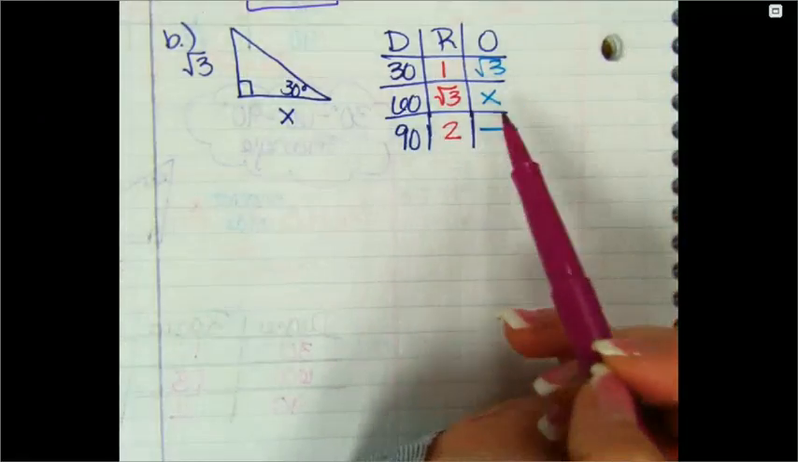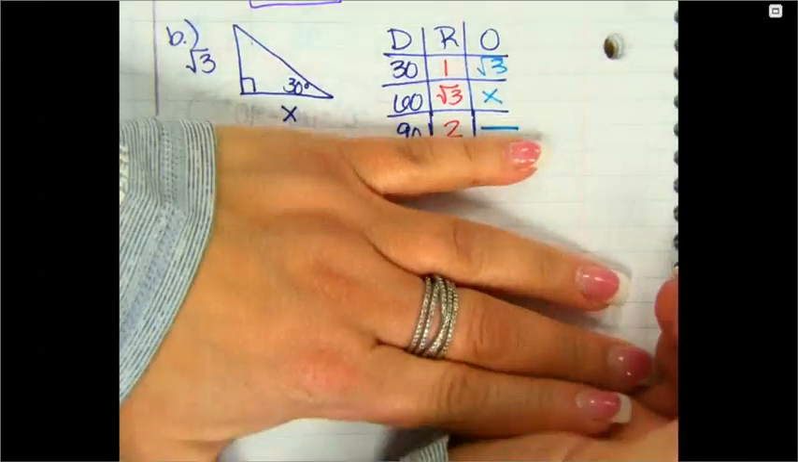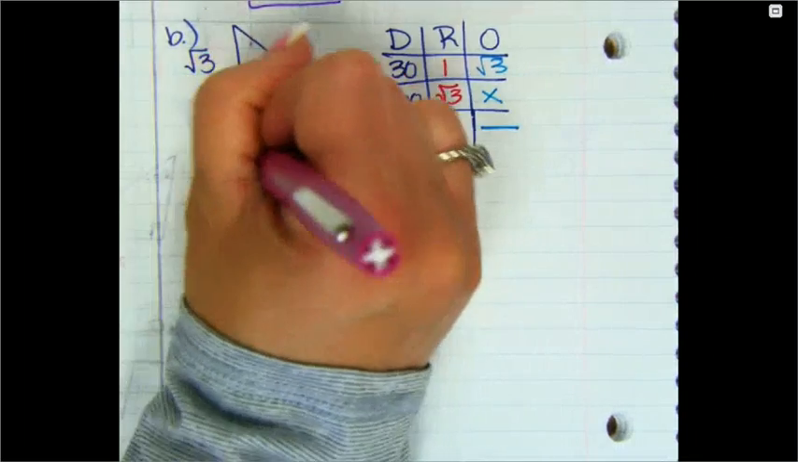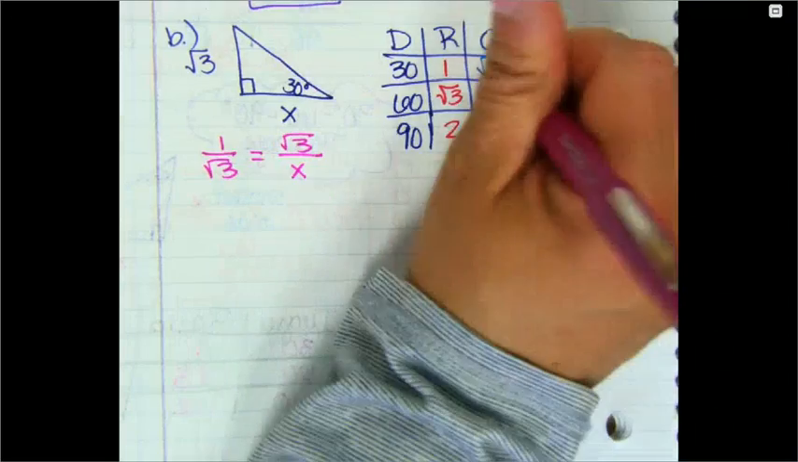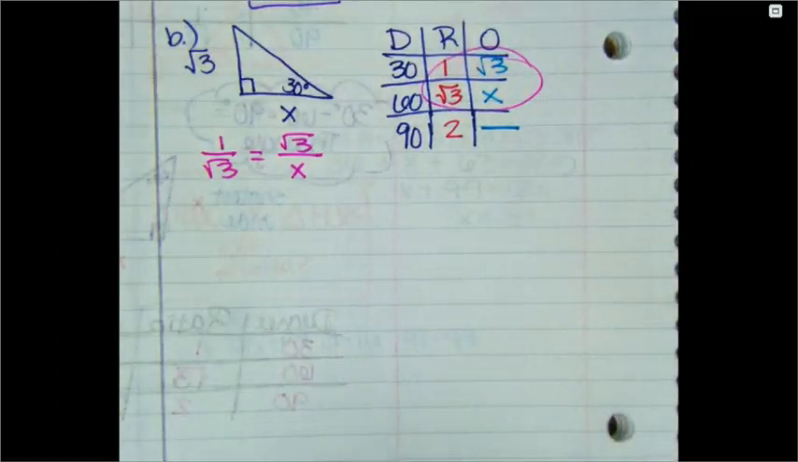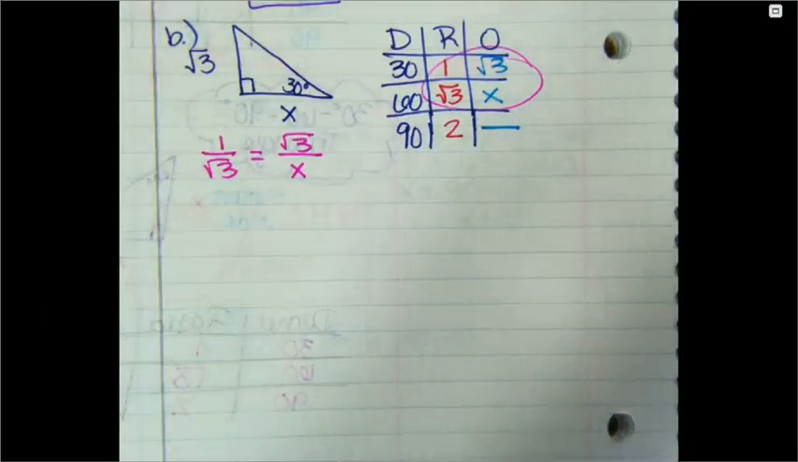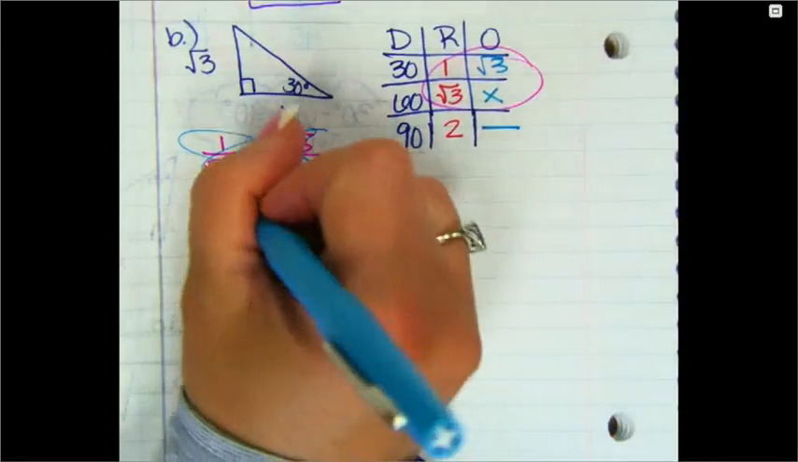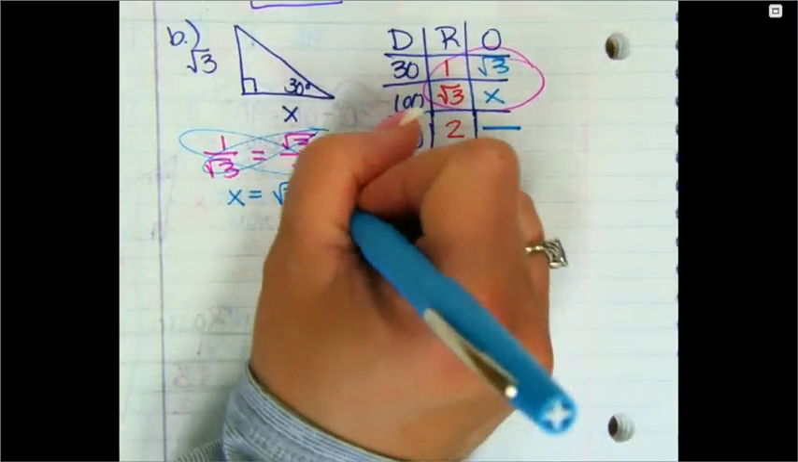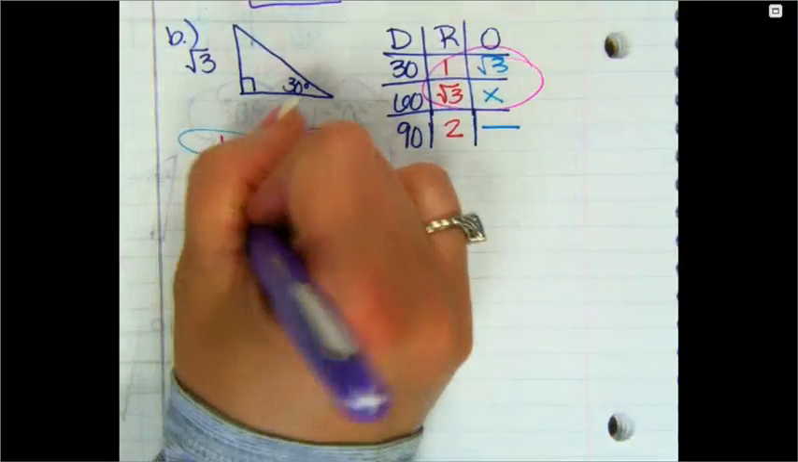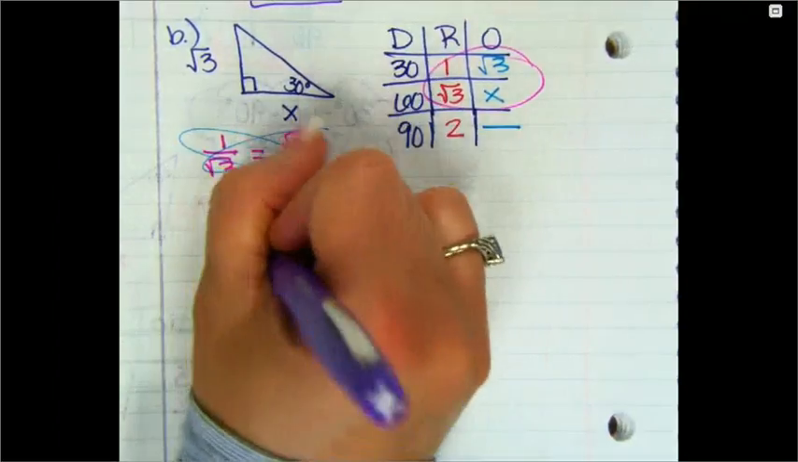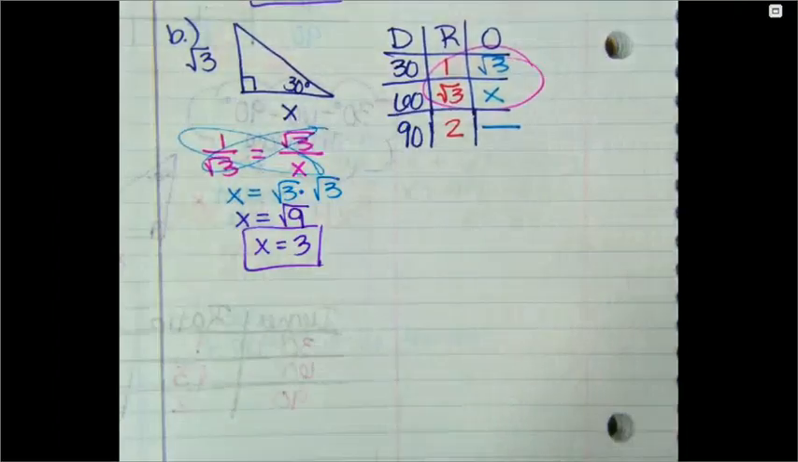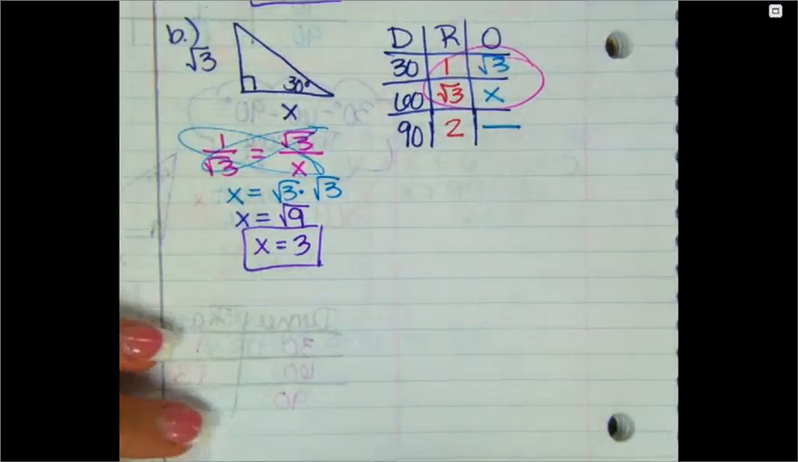So you can't cross multiply with a line, so I'm not using this line. What is my proportion going to be? 1 over radical 3 equals radical 3 over x. I'm using the top part. So how do I solve this? Cross multiply. It's not the same as cross cancel. So I get x equals radical 3 times radical 3, correct? And what is radical 3 times radical 3? Well, square root of 9, and square root of 9 is what?